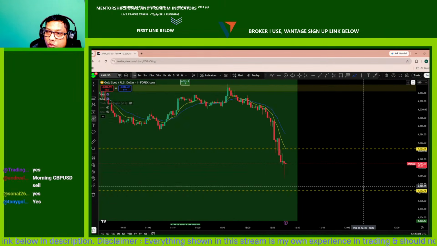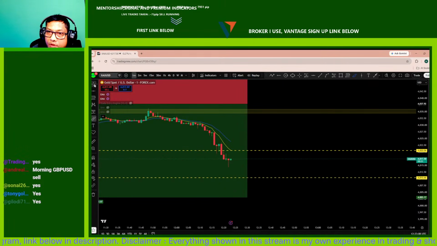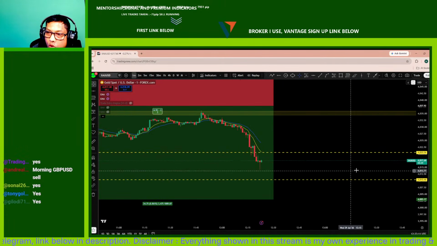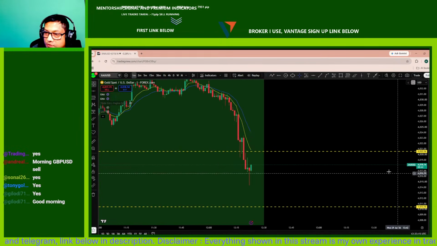So here you want to see the pullback. That's very important to look at. Now, going up for a pullback can create another entry opportunity here in this market.